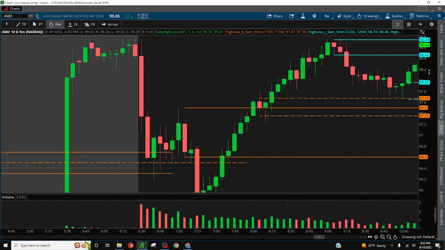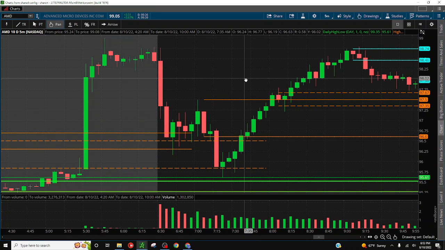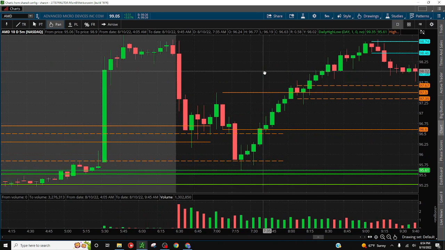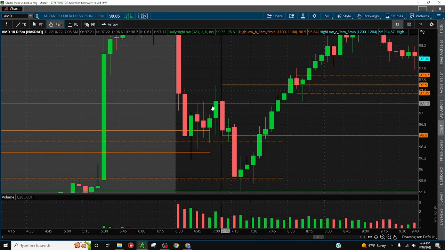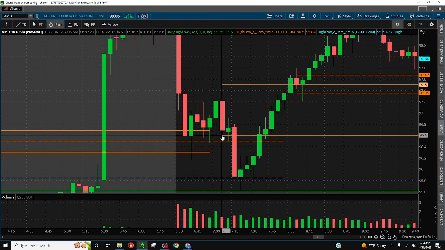All right. Well, today we are going to show you a new study that I added in, and it adds in the high and low of the first 5 minute candle on the hourly chart on each hour. So here's the 7 o'clock candle right here. Here's the high, and here's the low.